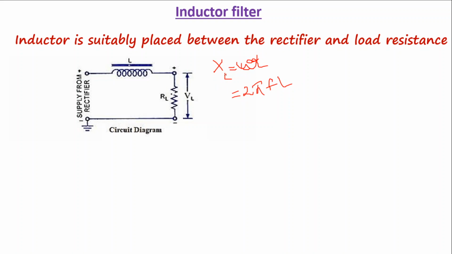So for an AC signal the reactance will be significant, which means the inductor offers quite significant resistance to the AC signal. That means the AC signal is very difficult to flow through the inductance coil, but the DC signal will easily pass through because the reactance is 0. It doesn't offer much resistance to the DC component. So the DC component will easily pass through the coil, while the AC component will be blocked by the inductor. So what appears across the load will be the DC component.